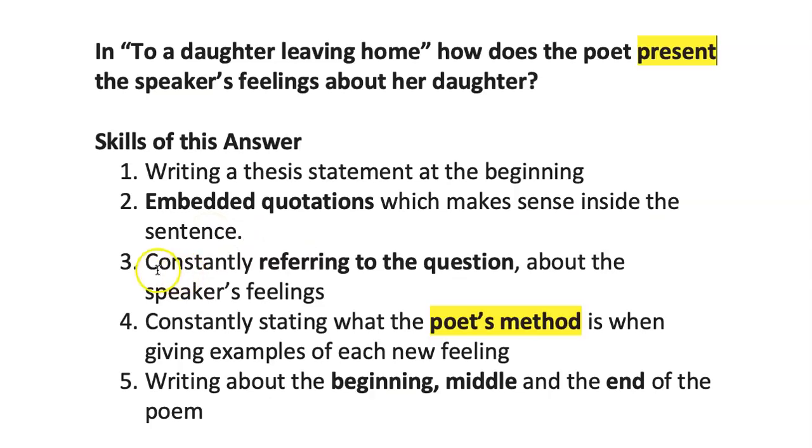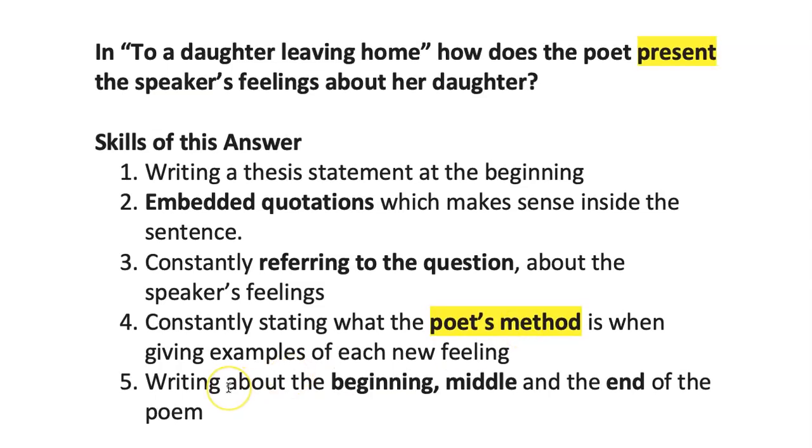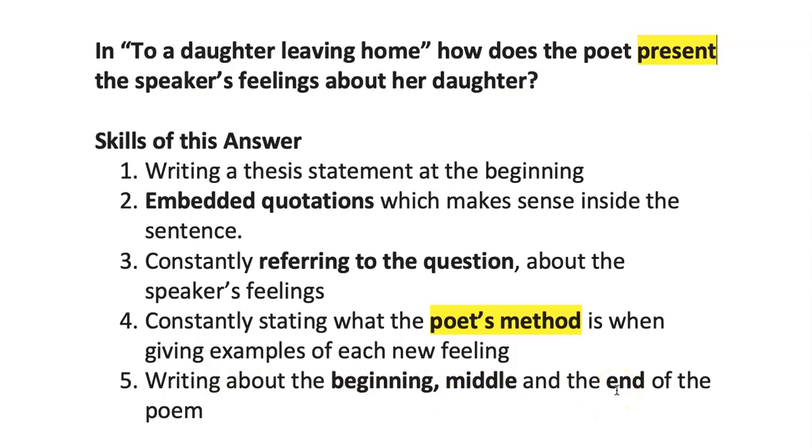You'll see that the answer is constantly referring to the question, which is about how the poet presents the speaker's feelings. So this idea of feelings will keep recurring in the answer, so it's always relevant. The answer will also keep coming back to what the poet's method is, because that's how they present ideas, even if the way that method is explained is sometimes a bit clumsy. And then finally, this student writes about the beginning and middle and end of the poem. And that's the easiest way to write a complete answer that the examiner will think is a good one.